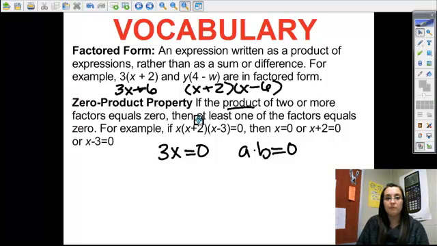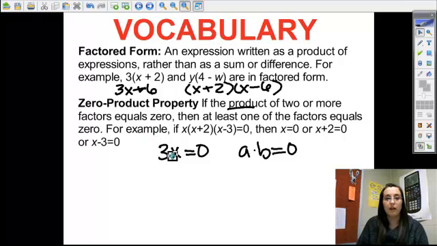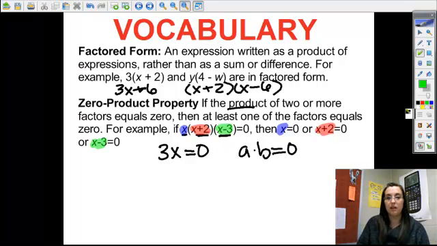So we're going to use that actually in our factored form here. So for example, if we have a product of expressions, like (x plus 2) and (x minus 3), and the product of all of those equals 0, then one of those has to equal 0. So x plus 2 could be 0, or x minus 3 could be 0. Any of those parts could be equal to 0, or all of them, or two of them, but we know for sure that at least one of them has to equal 0.